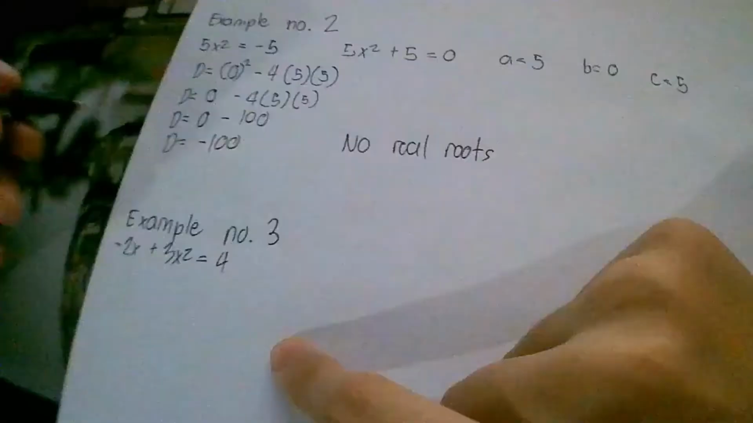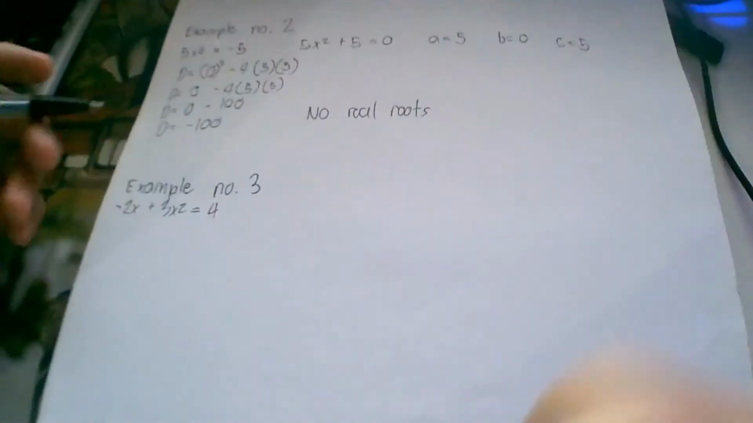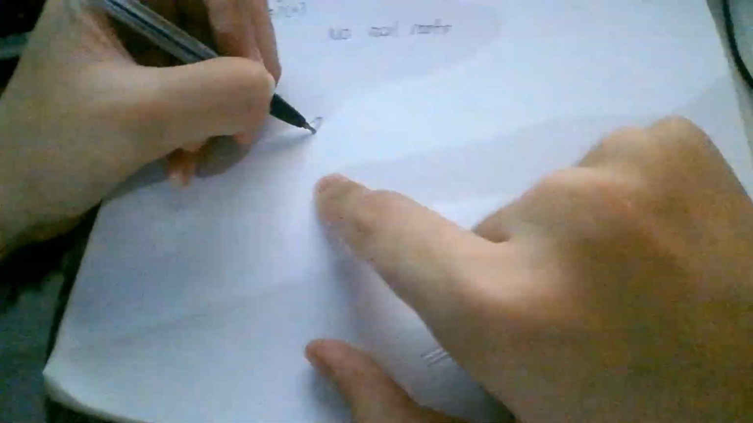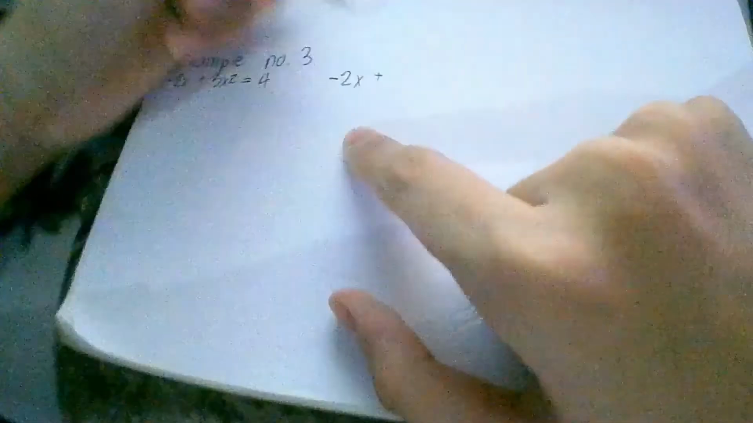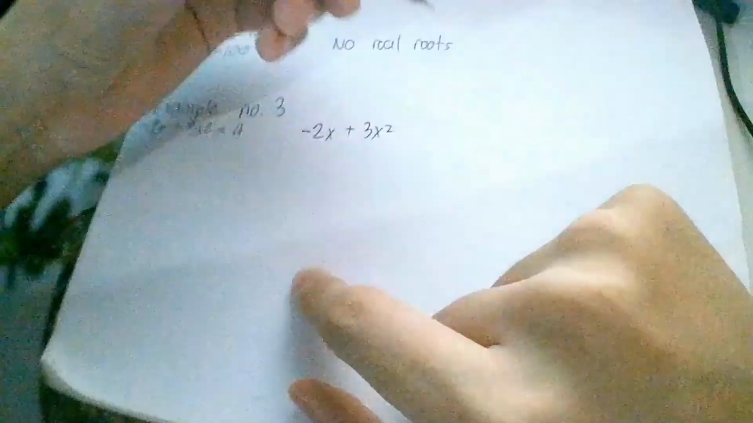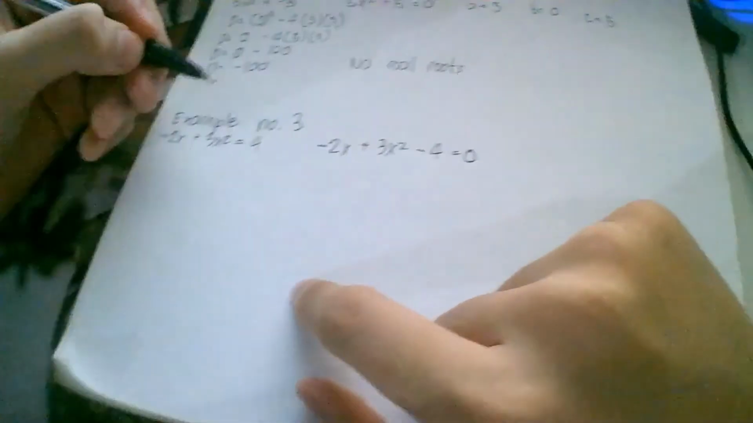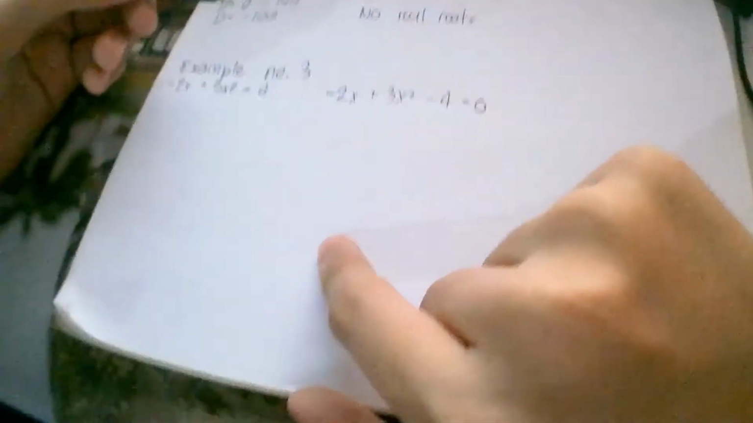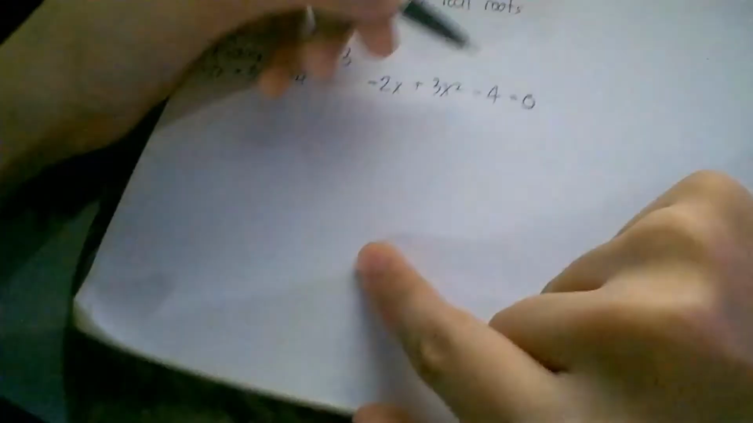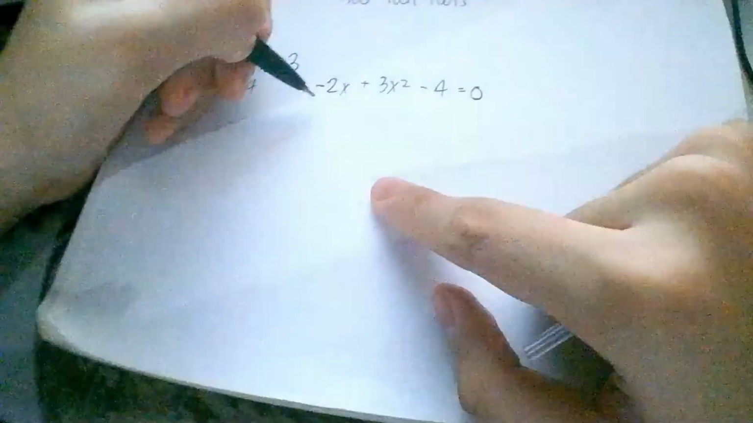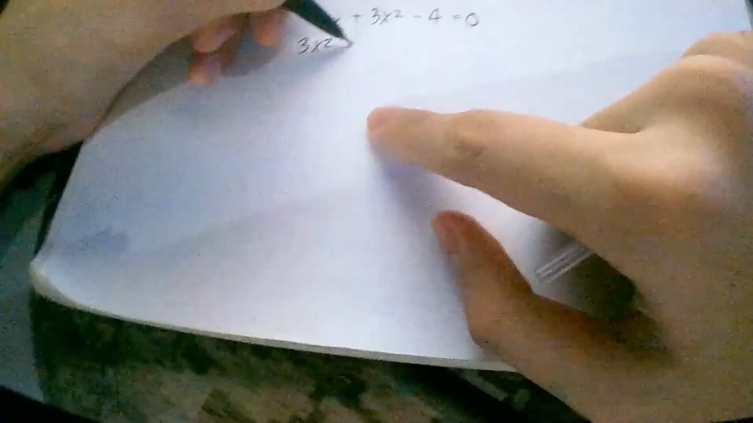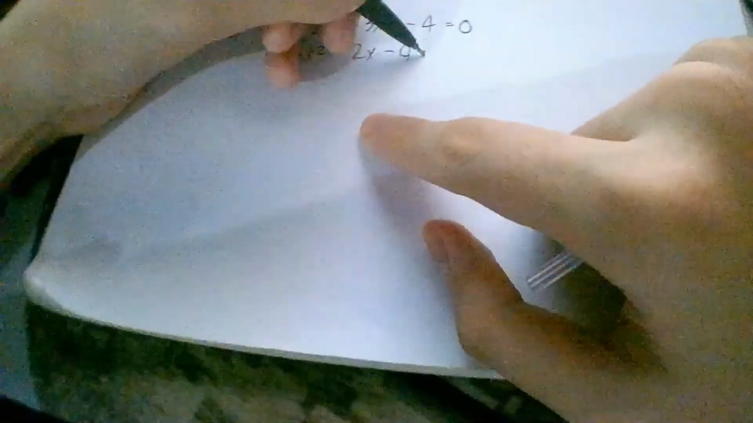No real roots. And for the last example, again, it is not in standard form, so we will change it to standard form. Negative 2x plus 3x squared minus 4 equals 0. You need to change the positions to the right standard form. So this 3x squared will be in the front. Then just copy the sign: minus 2x minus 4 equals 0.